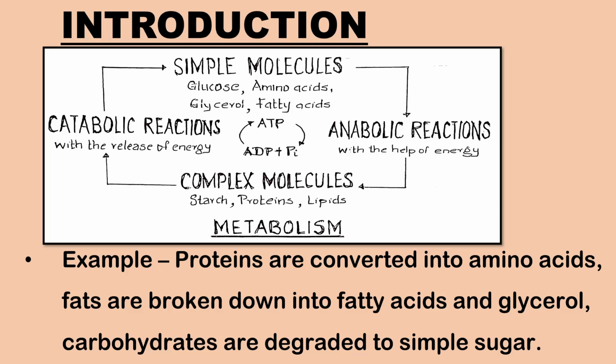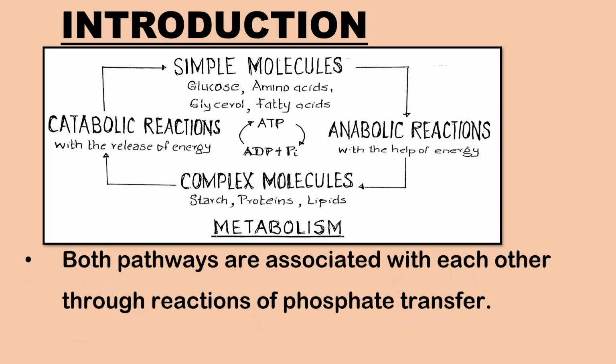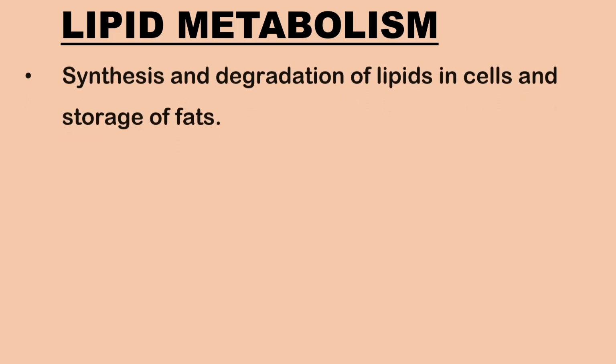Lipids or fats are broken down into fatty acids and glycerol, and carbohydrates are degraded to simple sugars. Both the pathways are associated with each other through reactions of phosphate transfer involving adenosine monophosphate (AMP), adenosine diphosphate (ADP), adenosine triphosphate (ATP), and also through electron transfer. Now, let us first understand lipid metabolism.